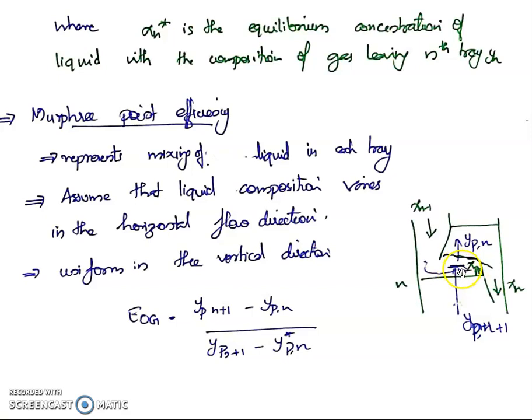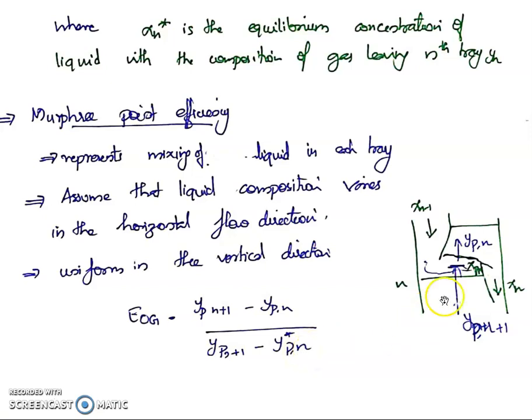Let us consider this tray and a point which is drawn by a horizontal line here, and I am going to consider the concentration of the cross section drawn by this line. Here the concentration of the solute in the gas phase entering at this particular point is y_{p,n+1}. Similarly, the concentration of the solute in the gas phase leaving this tray after this particular point is y_{p,n}. And let's assume the equilibrium composition at this particular point is y*_{p,n}. Then the Murphree point efficiency is defined as (y_{p,n+1} − y_{p,n}) / (y_{p,n+1} − y*_{p,n}).